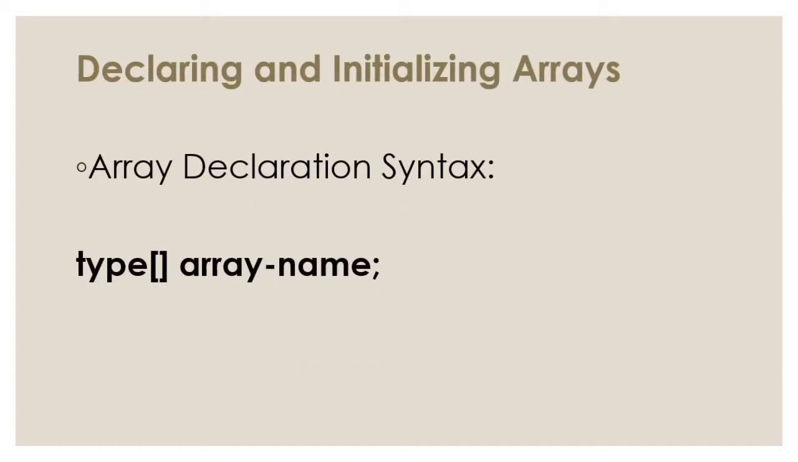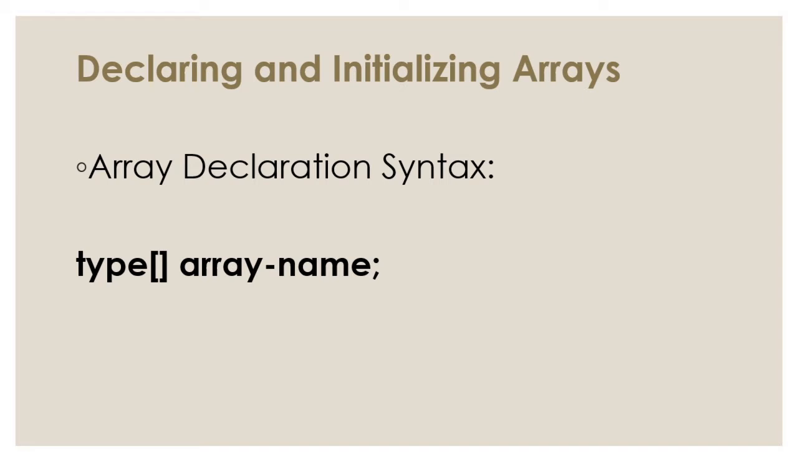So arrays are declared using the following syntax. First, we'll put the data type, whether it's int, character, string, bool, or whatever data type that you're using. Next, we'll put the opening and closing brackets, and then the name of the array. Finally, a semicolon goes at the end, as it does with most lines of code that we write in C#.